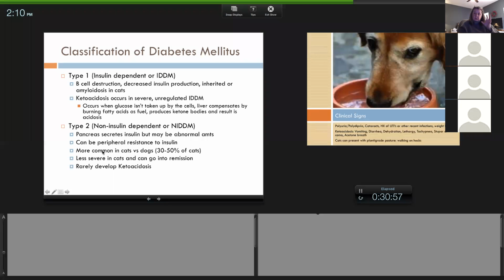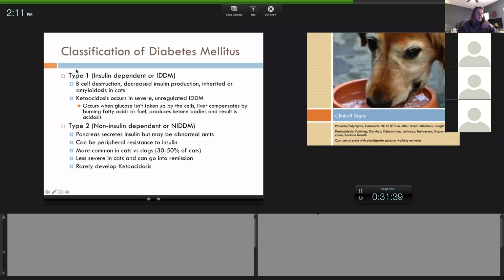The thing with type 2 is the pancreas is secreting insulin, but maybe not normal amounts, or there is peripheral resistance, resistance in the tissues to insulin. Now in animals, this is a little more common in cats than dogs. And cats can go into remission, like it can go away. These guys usually do not get ketoacidosis. I'm going to talk about diabetic ketoacidosis, and very rarely does type 2 go into that ketoacidosis.